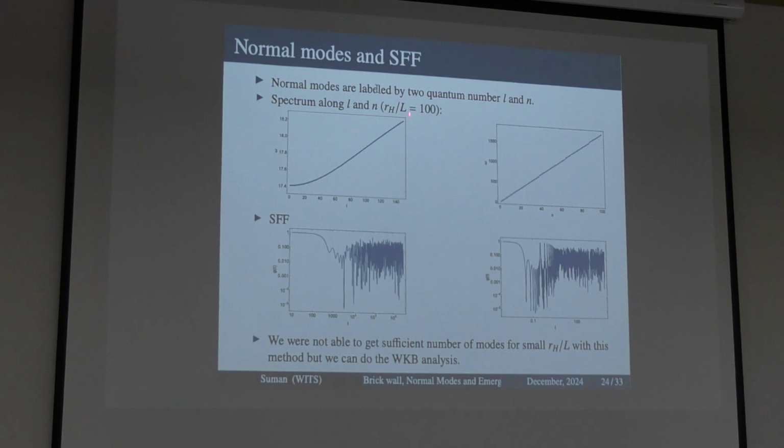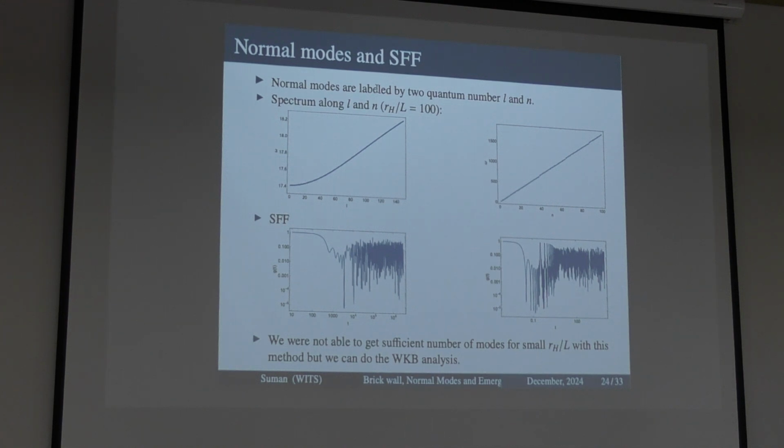This is the spectrum along the L direction, and this is the spectrum along the N direction. Along the N direction it's linear, but along the L direction it has a logarithmic dependence. As a result, you do not have a clean ramp in the spectral form factor. Now you can ask why this is happening.